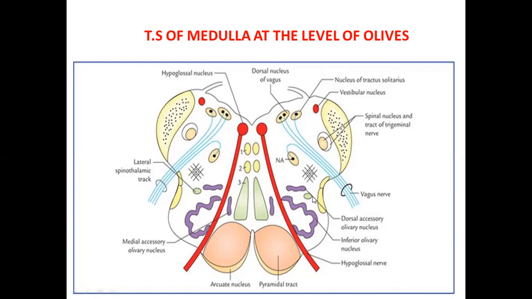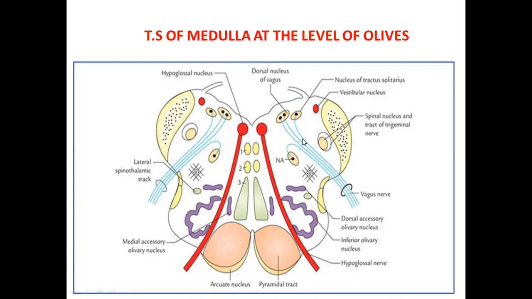So laterally there are two prominent structures. One is the inferior olivary nucleus, and on the posterior lateral part we have the inferior cerebellar peduncle. So these are the features in the transverse section of the medulla oblongata at the level of olives.